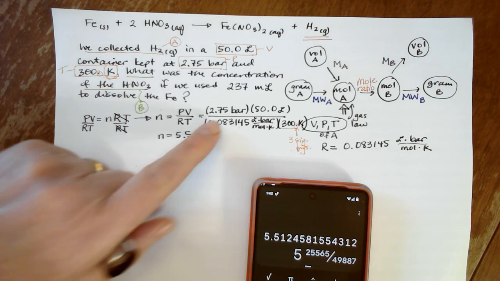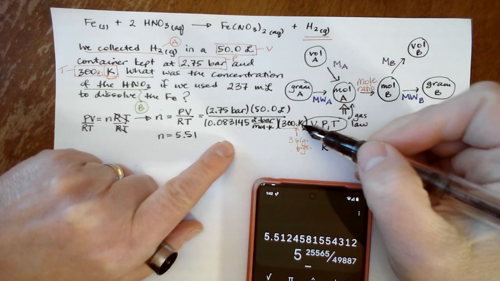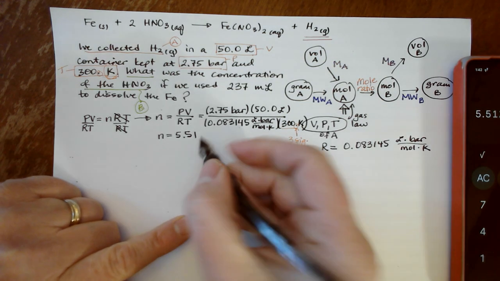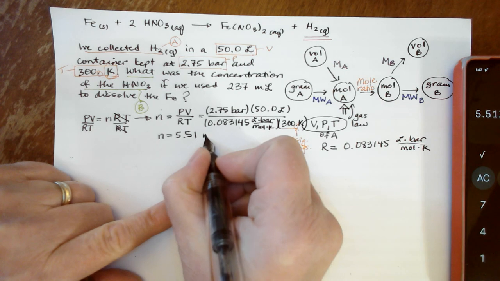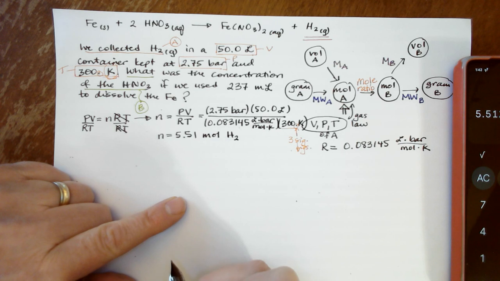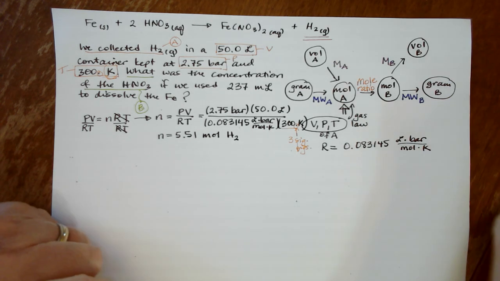Okay, so I see that I've got 3 significant digits for the bar and the volume and also the temperature, so I'm going to keep 3 significant digits. That's 5.51 moles of hydrogen that we have generated. All right, so this has gotten us to the first step in our problem.